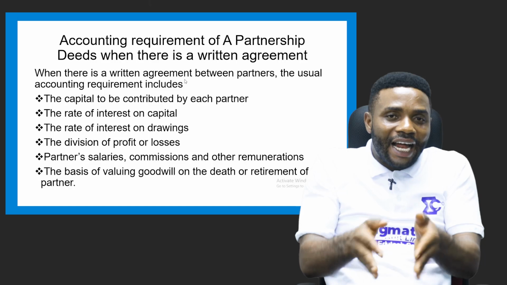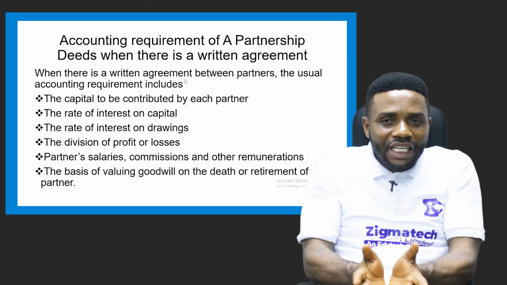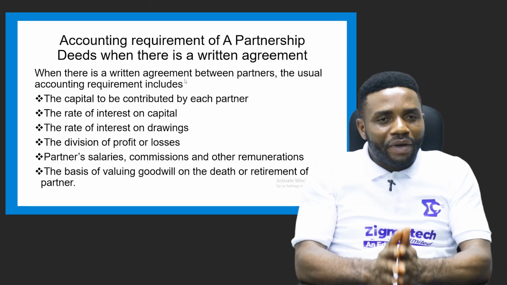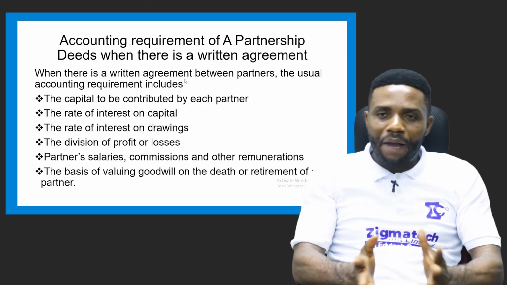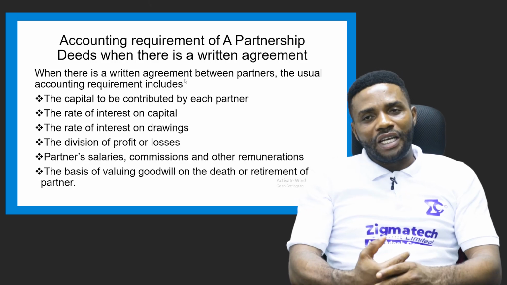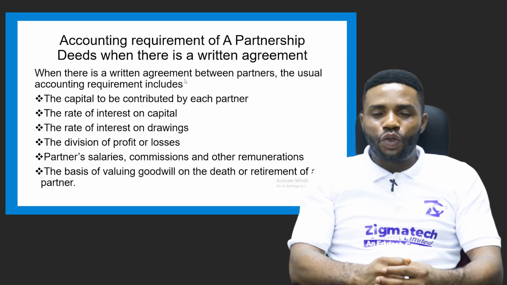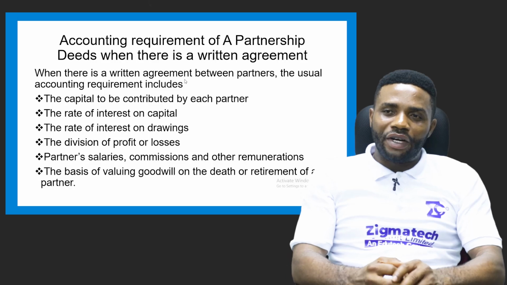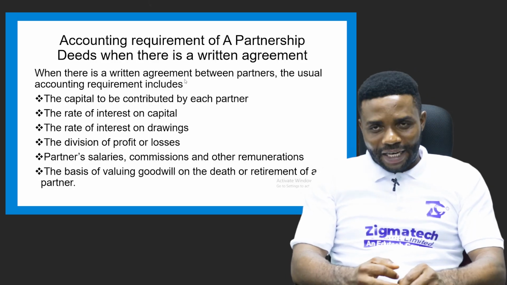They won't even care about the partnership business. But there are some people that are there in the morning, in the afternoon, and in the night. This set of persons need to be encouraged. We'll come back to that as we make progress in the lesson. And the last but not the least, the basis of valuing goodwill on the death or retirement of a partner.